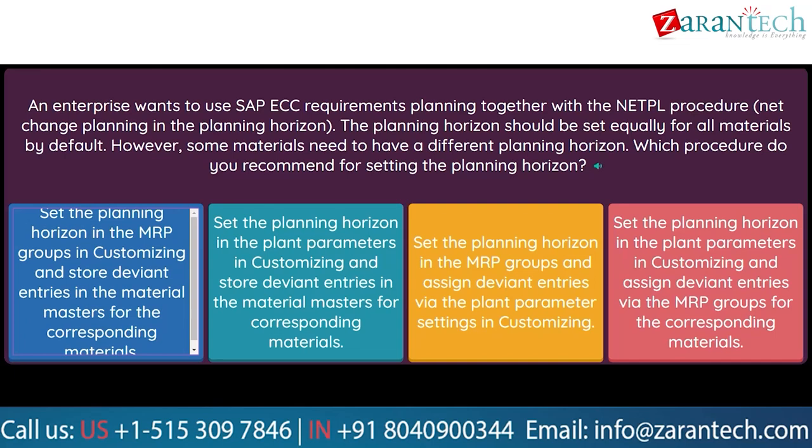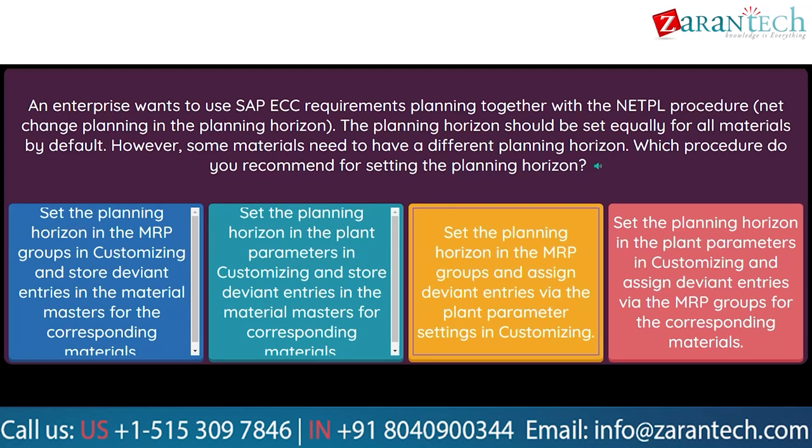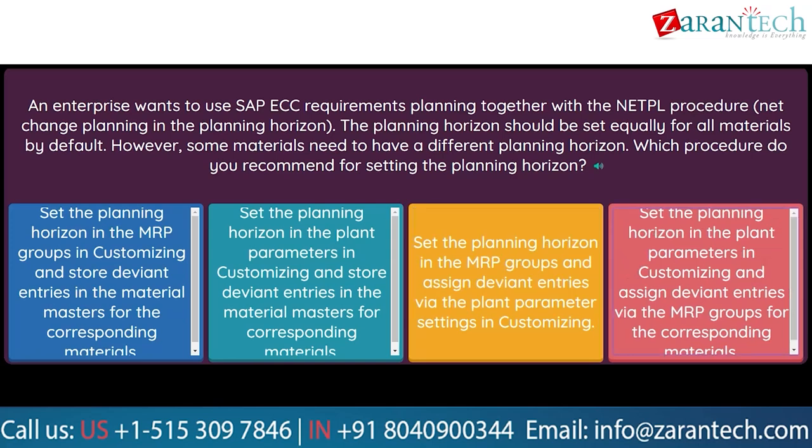Option 1. Set the planning horizon in the MRP groups in customizing and store deviant entries in the material masters for the corresponding materials. Option 2. Set the planning horizon in the plant parameters in customizing and store deviant entries in the material masters for corresponding materials. Option 3. Set the planning horizon in the MRP groups and assign deviant entries via the plant parameter settings in customizing. Option 4. Set the planning horizon in the plant parameters in customizing and assign deviant entries via the MRP groups for the corresponding materials.